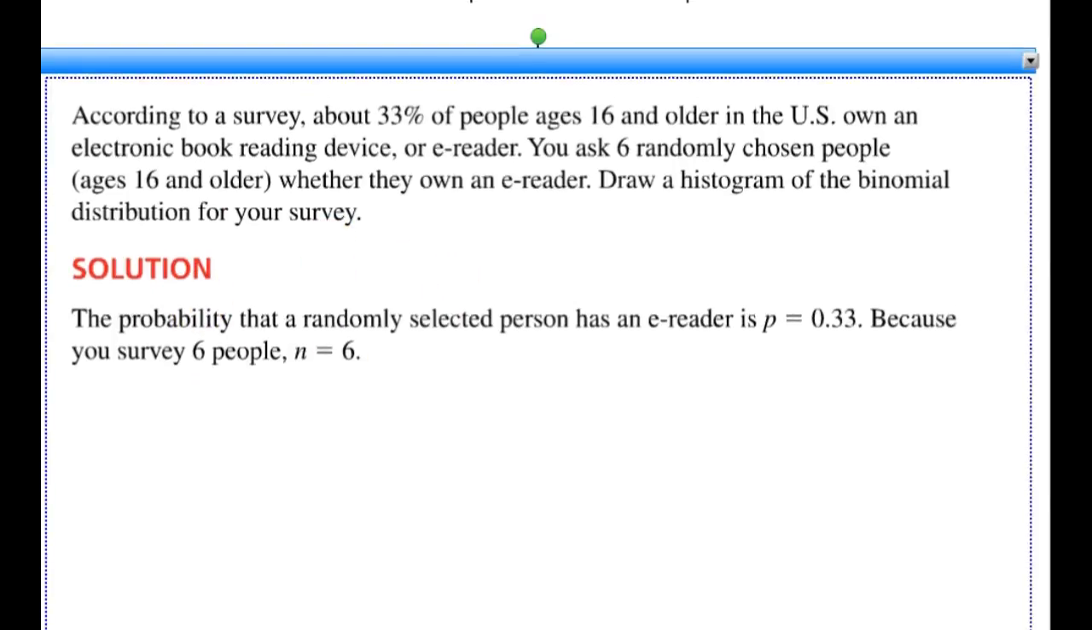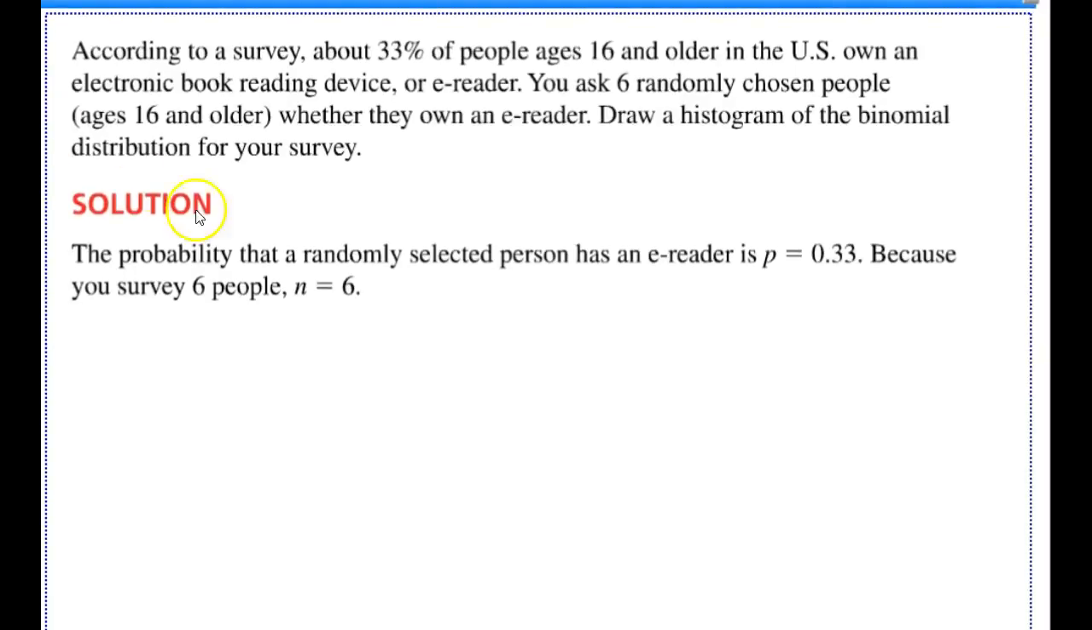So now let's figure out what I know and what I'm looking at. I know that my probability that a randomly selected person owns one, my p value, is 0.33, because that's what I was told. I turn it from a percent to a decimal. Because I survey 6 people, my n value is 6. So now I can plug in what I know.